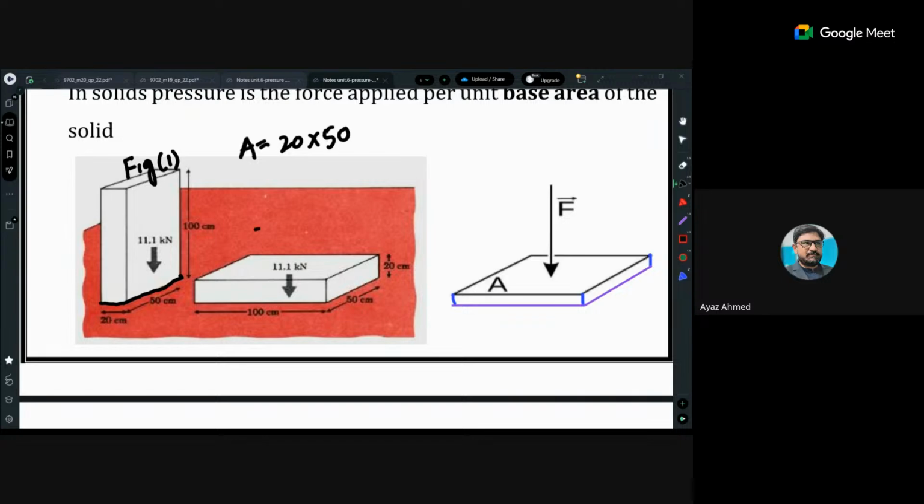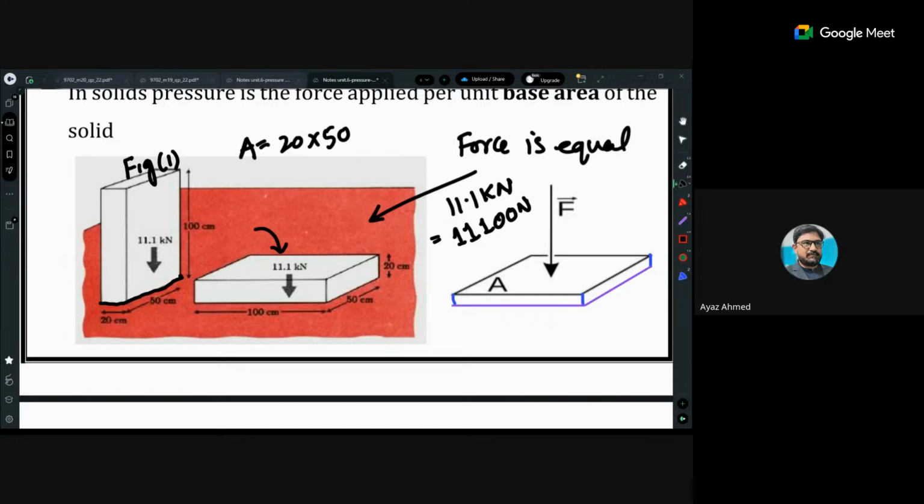And when it is laid down like this, the weight is the same, the force is the same in this case. This is very important: the force is equal in both of these cases, right? That is 11.1 kilonewton, which is basically 11,100 newton. That is the force of this concrete block, and the block is placed in such a way that it is on its face of 50 times 100 square centimeter. So what do you expect? Where will the least pressure be, in figure 1 or figure 2?